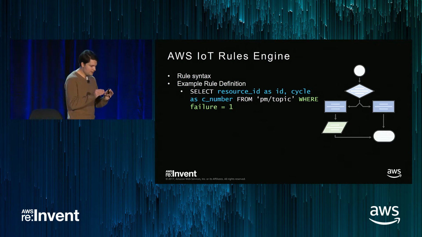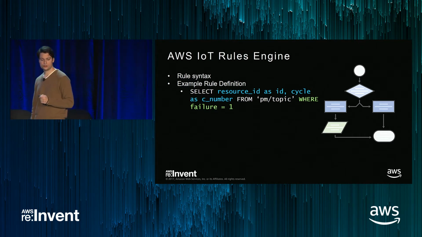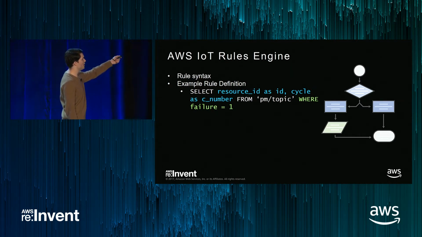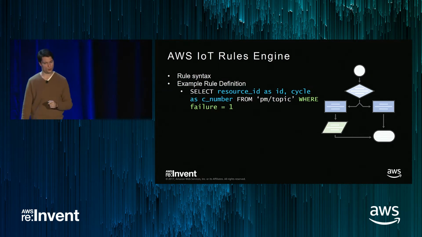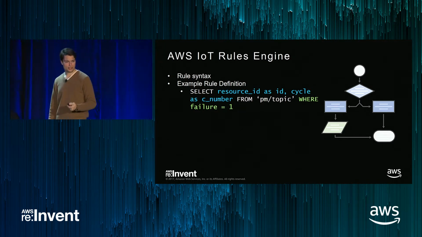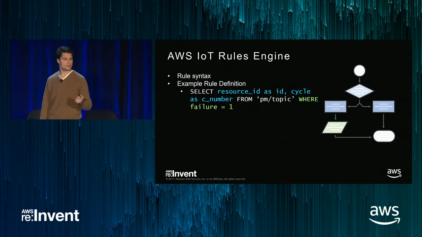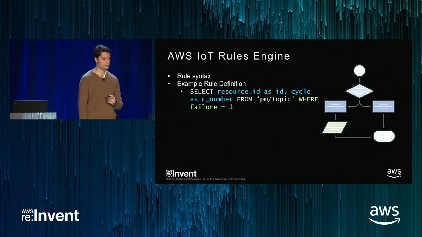So diving into the rules engine, what does a rule look like? Well, a rule is a JSON document that controls how the rules engine processes different messages. Here I've highlighted a rule to kind of explain it in terms of what we just talked about, of filtering, transforming, and reacting to messages. So you can see at the end here, I have this where clause added to my SQL select statement that's selecting messages where failure equals 1. And in blue, I have the transformation that we talked about. So we're transforming the key resource ID to ID and cycle to C_number. And then we could send that back out through some action to a device that we have downstream.